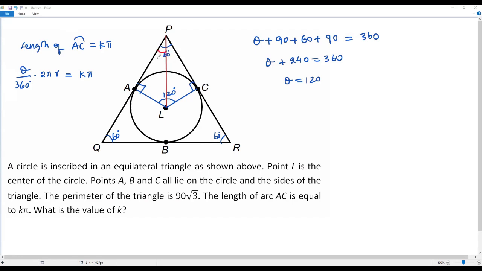Then the measure of the angle over here is 30 degrees. And this side also will have 30 degrees. And the same line segment will bisect the central angle over here. That is, it will be divided into two equal parts. Then we'll have a 60 degree angle measure over here.